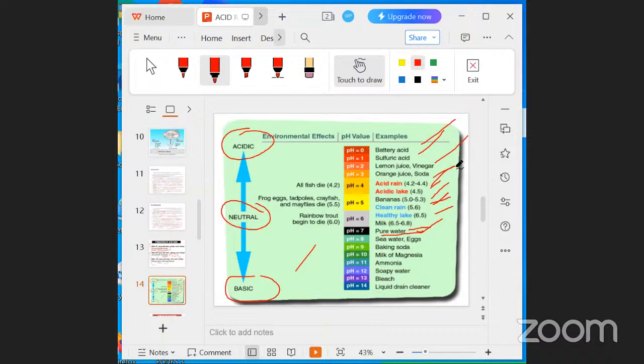So pH 4 is acid rain, and pH 5 is bananas and clean rain, also 5.6 is clean rain. A healthy lake is 6.5, and in pH 6, milk is 6.5 to 6.8, and pure water is pH 7.